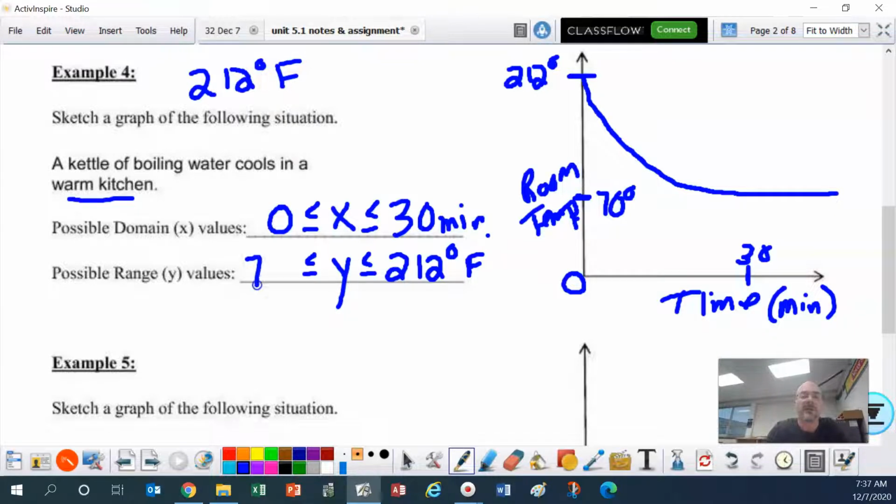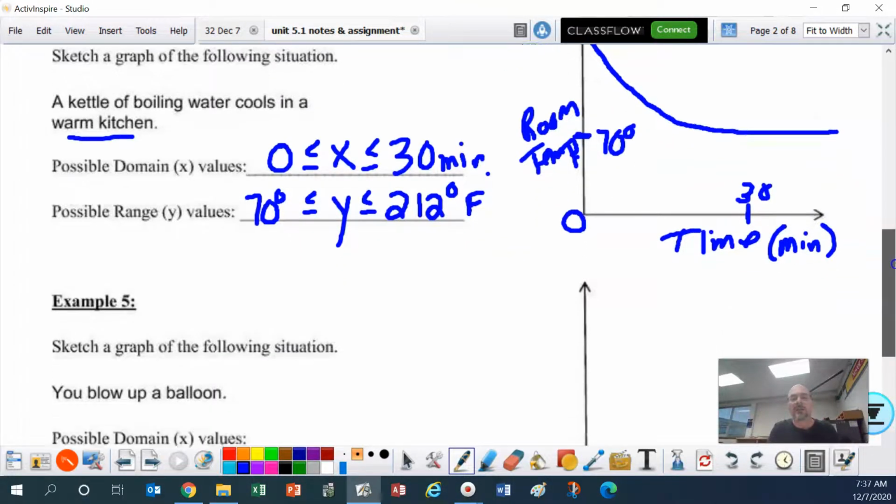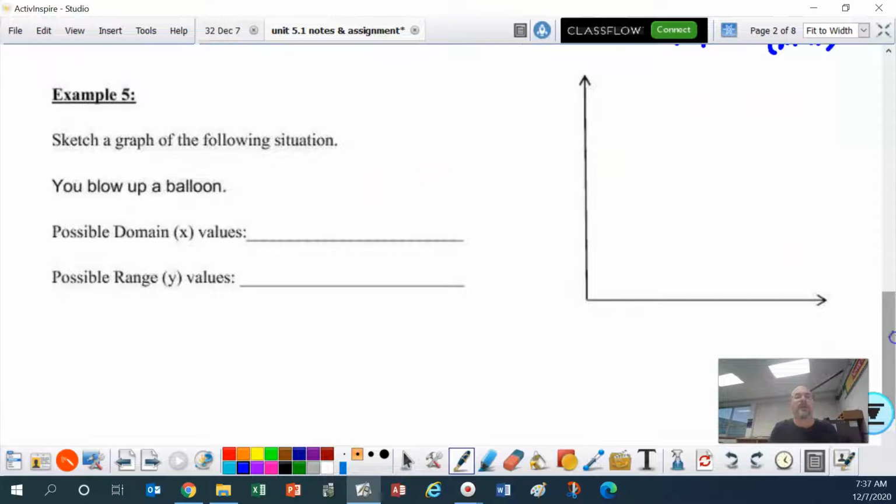So I'm gonna put 70 degrees right here. So that's the range value, 70 degrees to 212 degrees. Okay, think about that. So that is a kettle of boiling water that's cooling in the kitchen. All right, let's look at another one. Sketch a graph of the following situation. All right. You blow up a balloon.